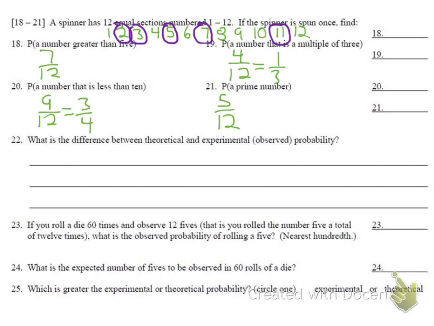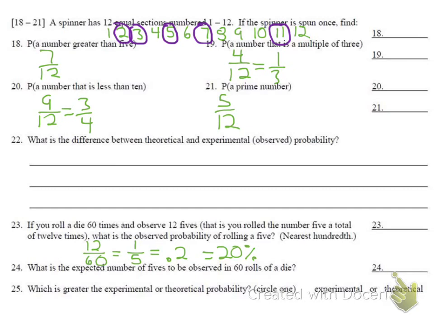Now, number 23. If you roll a die 60 times and observe 12 fives, what is the observed probability of rolling a 5? Now, this would be an example of an experimental probability. So we have 12 out of 60, which is 1/5, or 0.2, or 20% of the time.